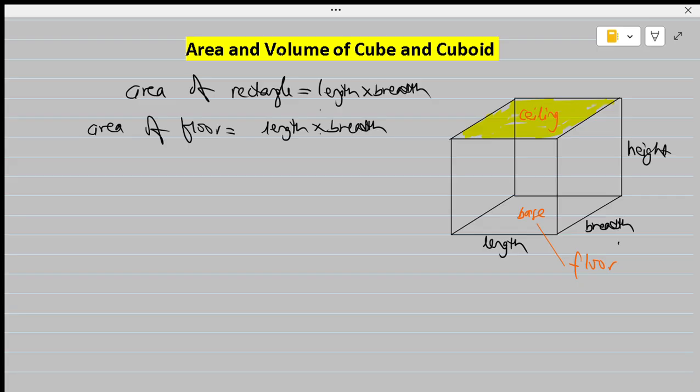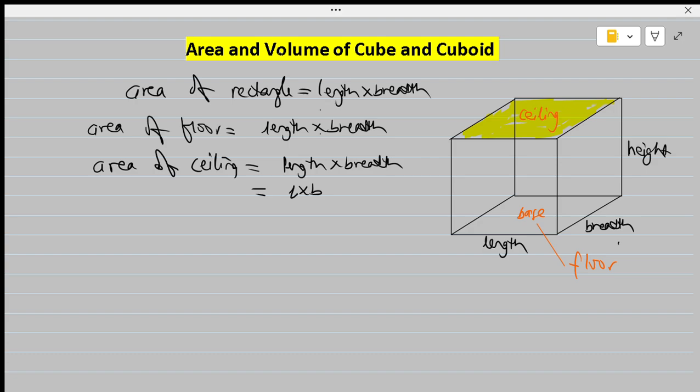And for the ceiling also it's the same. In the ceiling, the two dimensions are length and breadth. So the area of the ceiling is also length into breadth. Shortly we write L into B, L for length and B for breadth.